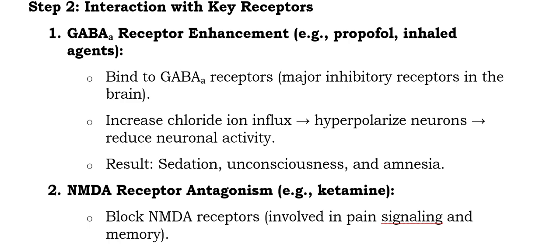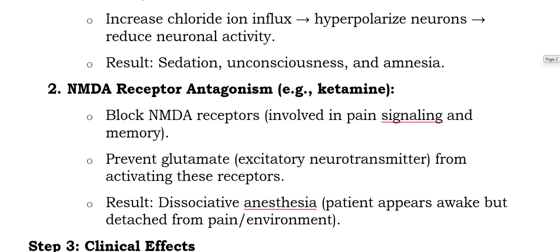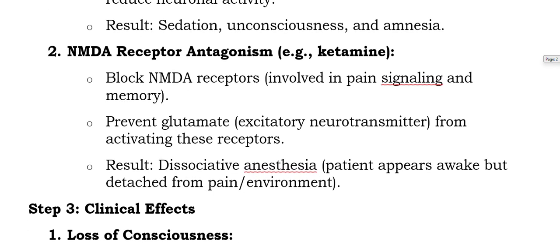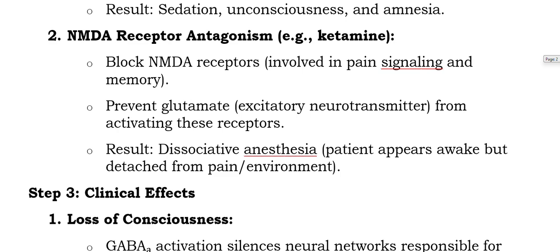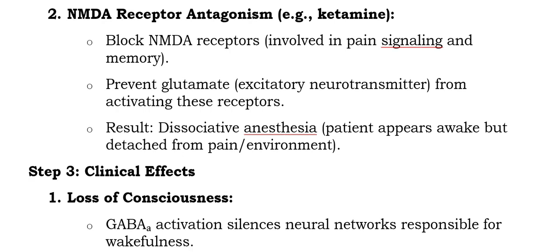Exactly. Ketamine's main job is blocking NMDA receptors. These receptors are normally activated by glutamate, which is an excitatory neurotransmitter important for things like pain signals and memory. So ketamine blocks the on signal. In a way, yes. By blocking glutamate at the NMDA receptor, ketamine disrupts those excitatory pathways, leading to that dissociative state. Pain signals don't get through effectively. Memory formation is disrupted. That's why its effects are so different from the GABA agents.